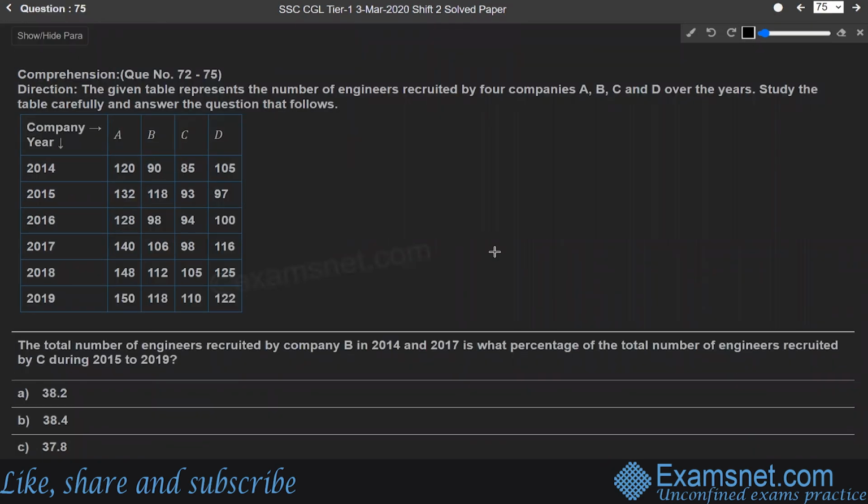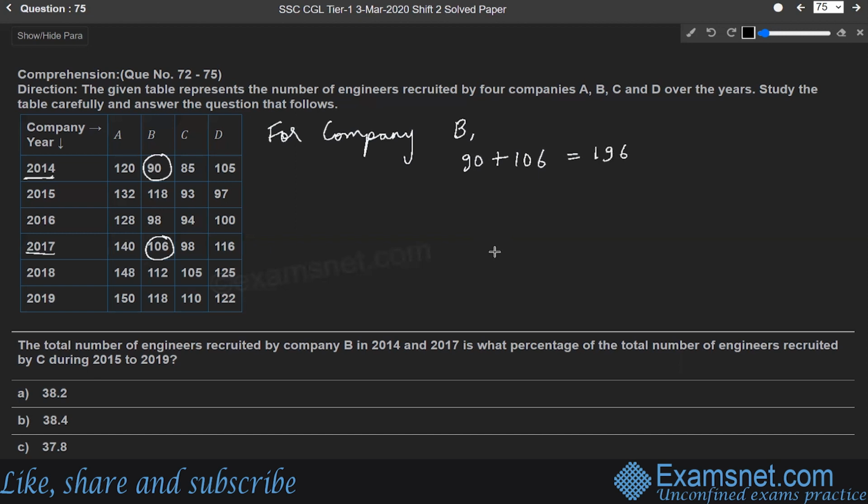The last question for this direction is question number 75. And the part which we have to find is: the total number of engineers recruited by company B in the year 2014 and 2017 is what percentage of the total number of engineers recruited by C during 2015 to 2019. Firstly, let us find the total number of engineers recruited by company B in the year 2014 and 2017. So for company B, the total number of engineers in the year 2014 is 90 and the total number of engineers in the year 2017 is 106. So the total will be 90 plus 106, which is equal to 196.